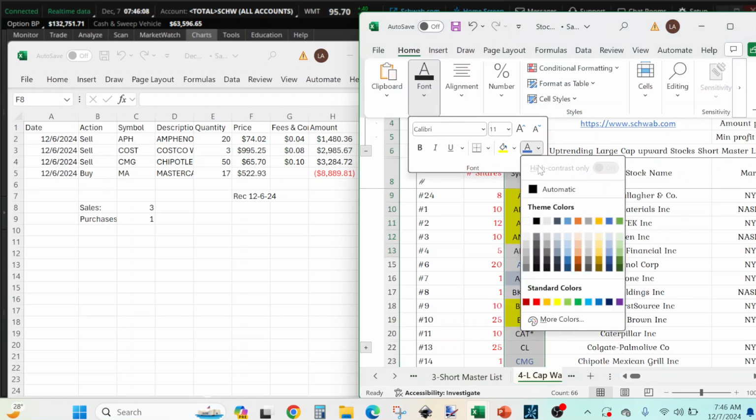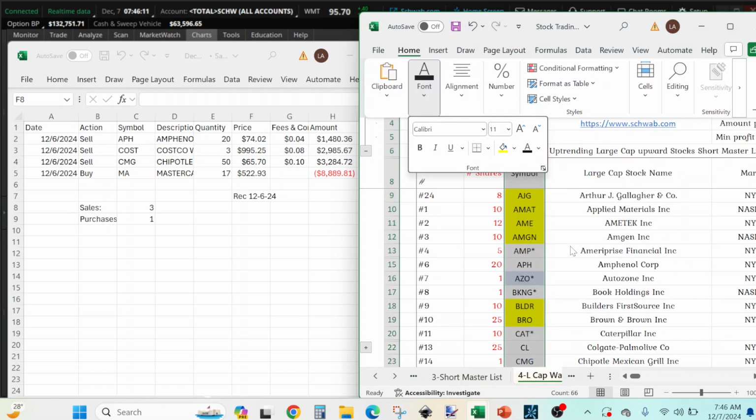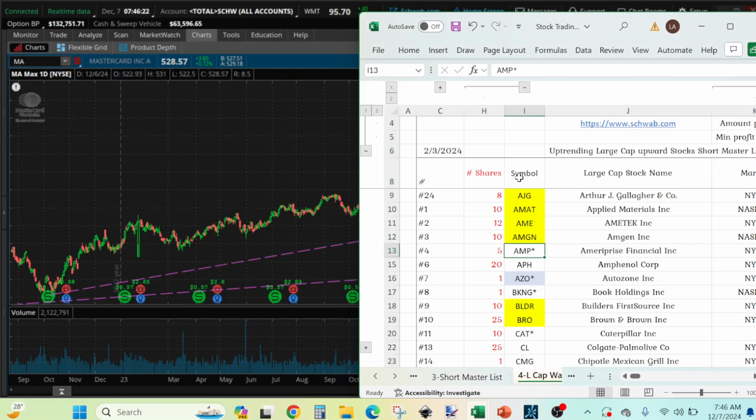Okay, and this one we can lower it, and we will start from the top. The stocks highlighted in yellow are the stocks we already purchased. They are in the portfolio. We are not going to analyze them unless they have asterisks next to them. So AMP, we are just going to analyze them.